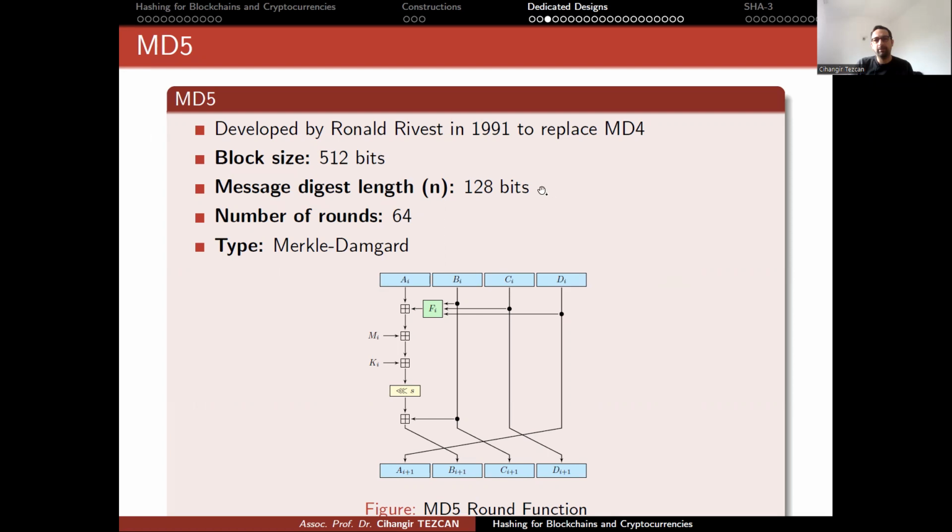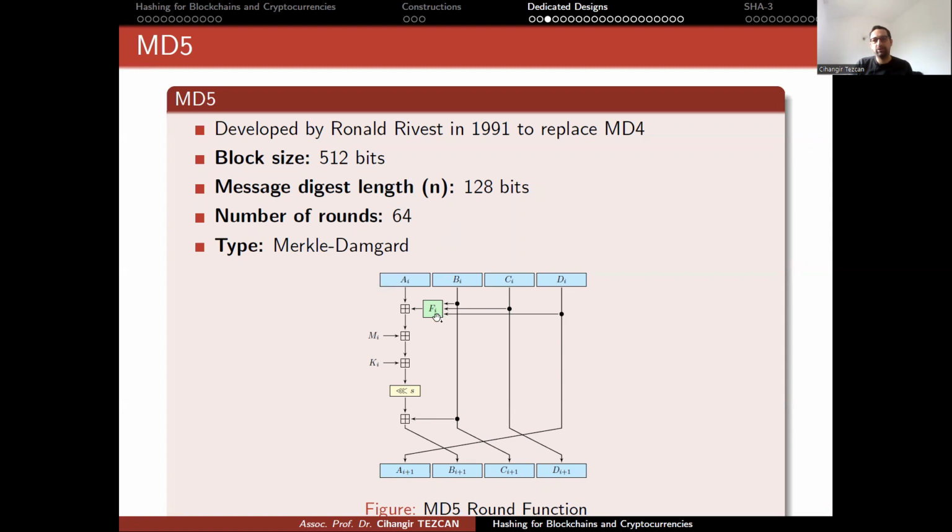So it was again developed by Ronald Rivest in 1991 to replace MD4. The specifications are almost the same. Block size is the same. Message digest length is the same. But now the number of rounds is increased. Instead of 48, we perform this picture 64 times. And the difference between MD4 and MD5, aside from the number of rounds, is that there's an extra addition here to provide more confusion. In MD4 this wasn't here, but in MD5 we have an extra addition here.